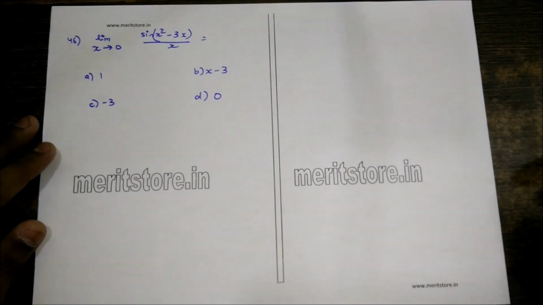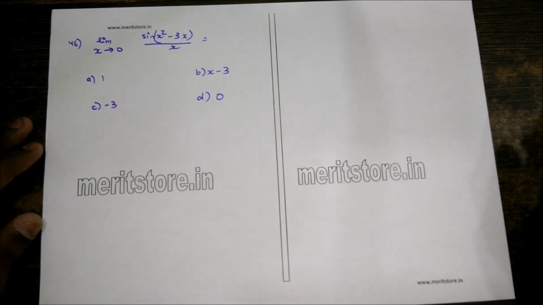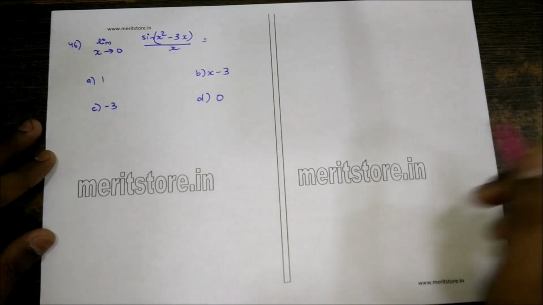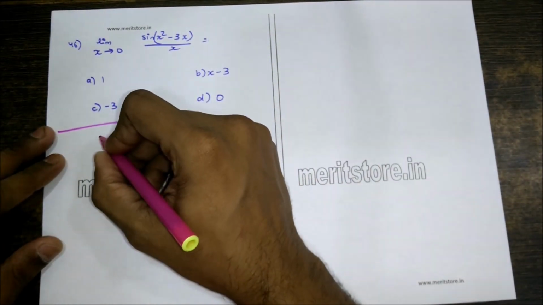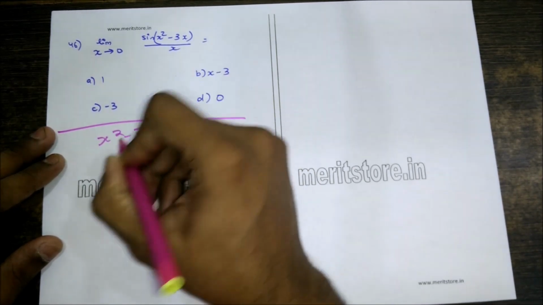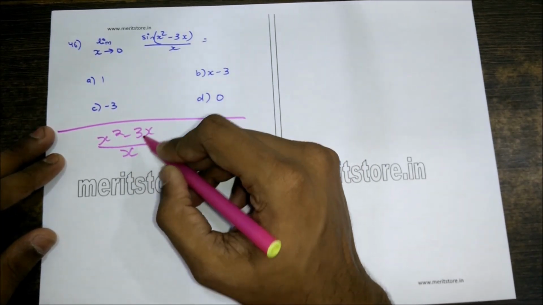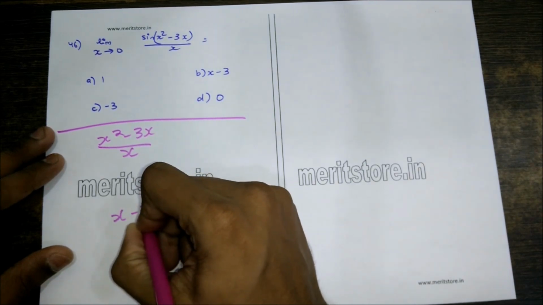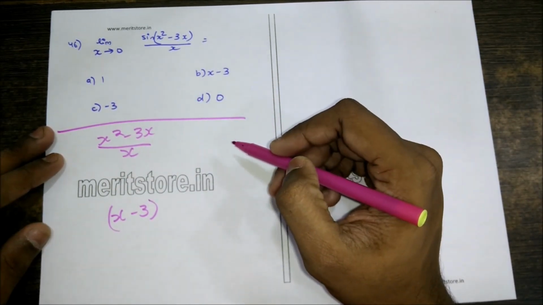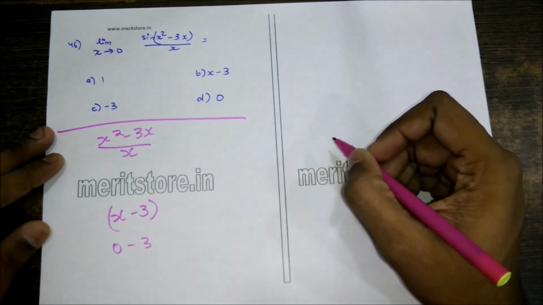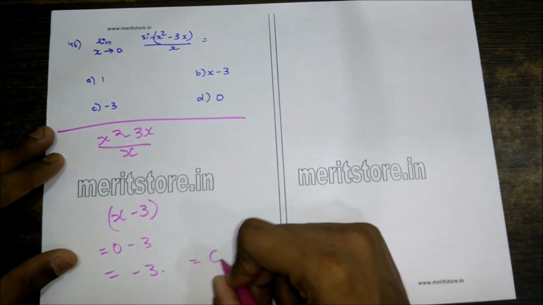Limit of x tends to 0 of sine of x square minus 3x upon x equals: a) 1, b) x minus 3, c) minus 3, or d) 0. So we could write sine x square minus 3x by x, after applying limits, as x square minus 3x by x. Expanding the numerator, we get x minus 3. On substituting the value of x as 0, we get 0 minus 3. Therefore, we are left with minus 3, which is option C.